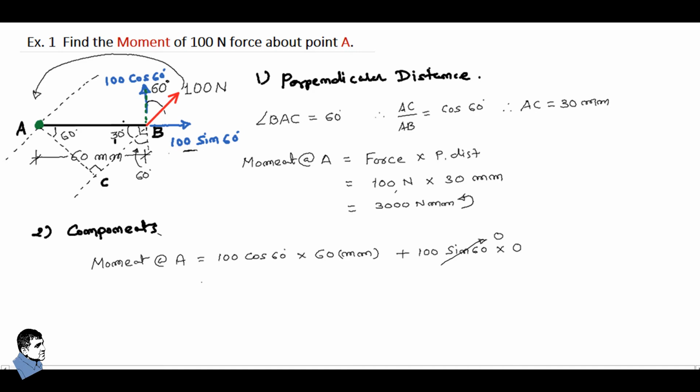So from the calculation of the first term we get the answer equal to 3000 Newton mm, and also the direction of this component is anti-clockwise again. So this is anti-clockwise in direction. So this is the solution of example number 1 here.